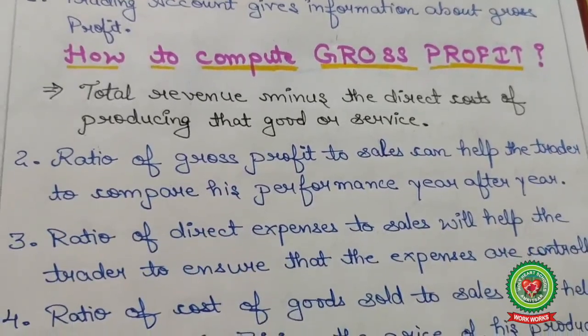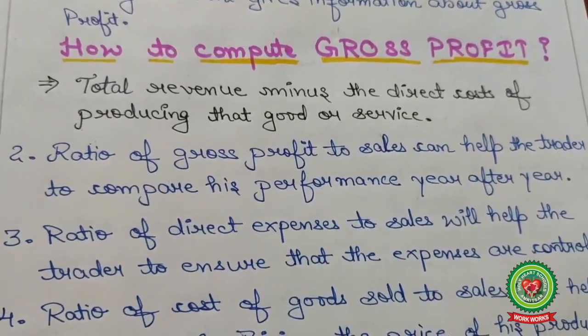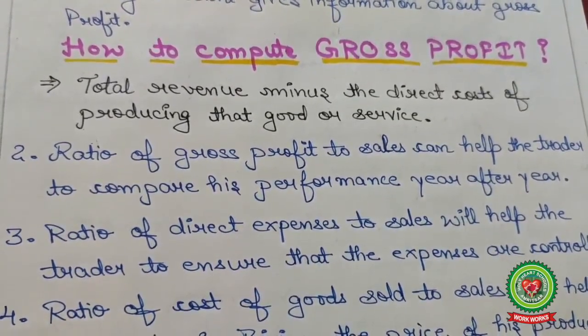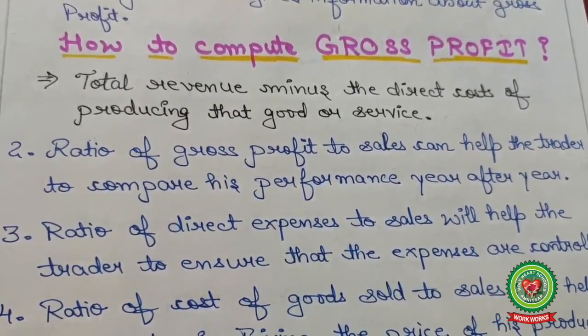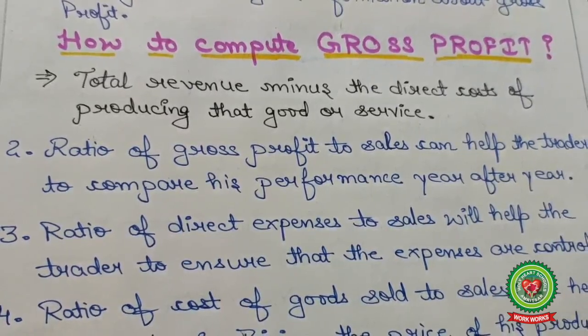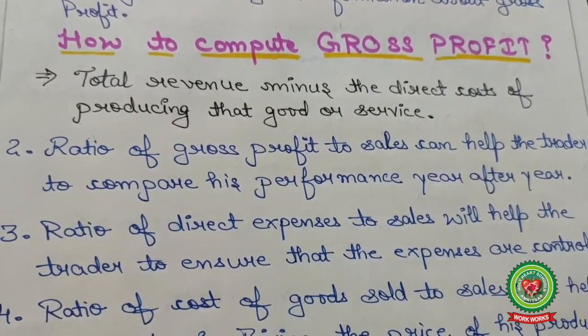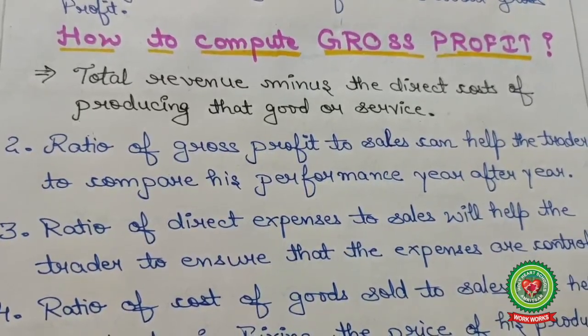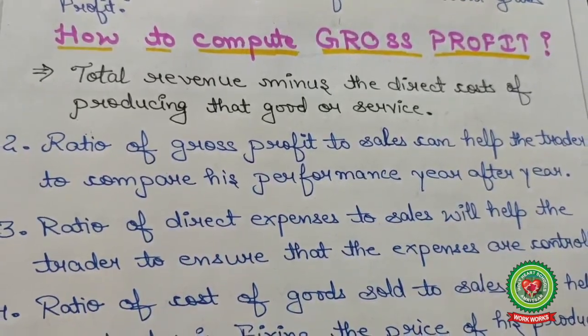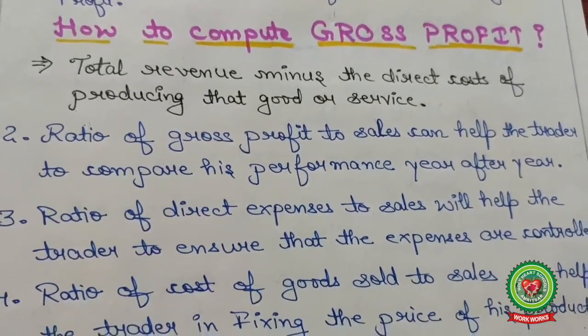Second objective, the ratio of gross profit to sales can help the trader to compare his performance year by year. So with the help of gross profit you can compare your performance year by year. Like in the previous year gross profit was 10%, now 12%. You can compare easily. A 2% increase means it is favorable for the business.